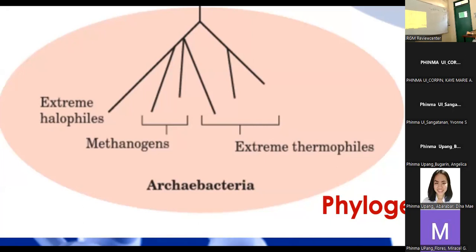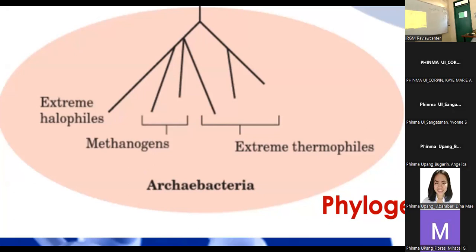Another characteristic of your Archaebacteria is the ability to produce or generate methane. These are called your methanogens. So basically, they comprise the different classes of Archaebacteria: you have the extreme thermophiles, the extreme halophiles, and the methanogens.